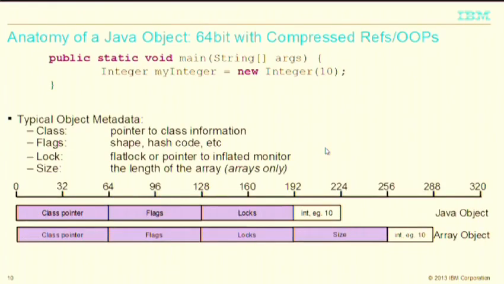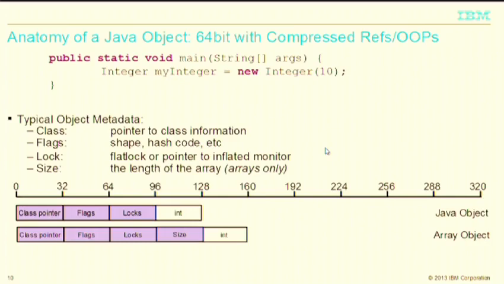Whereas on 64-bit without compressed references, we use 192 bits of overhead, or 256 bytes of overhead. We shrink back to 32 bits for Java objects and for arrays, so it goes back to what you had on 32-bit. So basically what we're saying is, if you're using 64-bit Java with Java heaps under 32 gigabytes, use compressed references, or compressed OOPS.